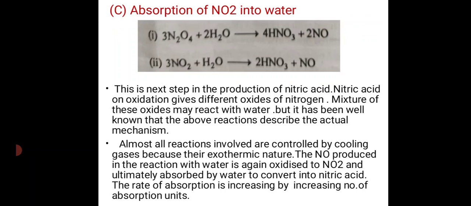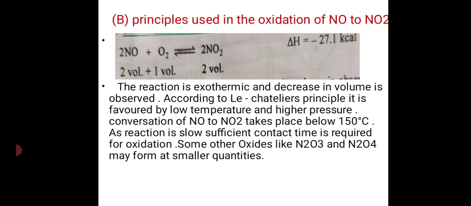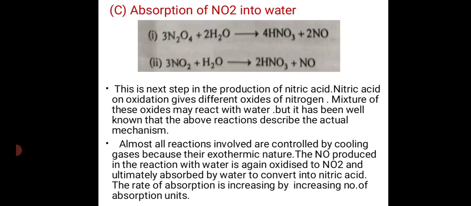Then next, absorption of NO2 into water. Reactions: first, 3N2O4 plus 2H2O gives 4HNO3 plus 2NO. Second, 3NO2 plus H2O gives 2HNO3 plus NO. These are the next steps in the production of nitric acid. The first step is the oxidation of NO to NO2, and the next step is the absorption of NO2 into water. This is the next step in the production of nitric acid.